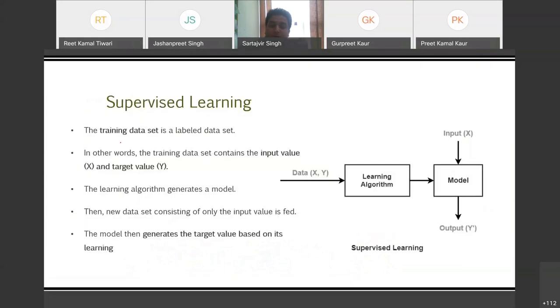Now there is one more important point. The accuracy of supervised learning is higher as compared to unsupervised learning. Why is it so? Because it requires the training data set from the user end. It utilizes the knowledge of the user also, including the algorithm. So whatever algorithms require the training data set or external supervision are referred to as supervised learning.